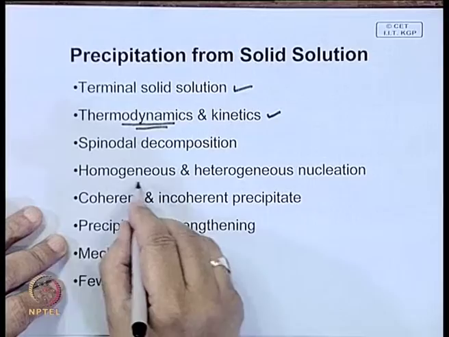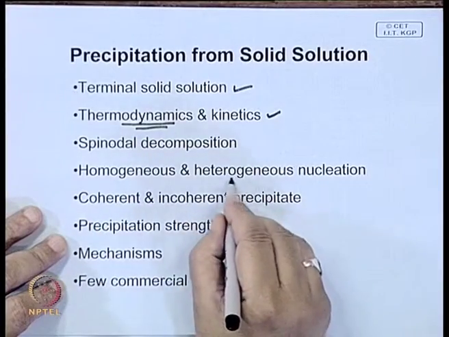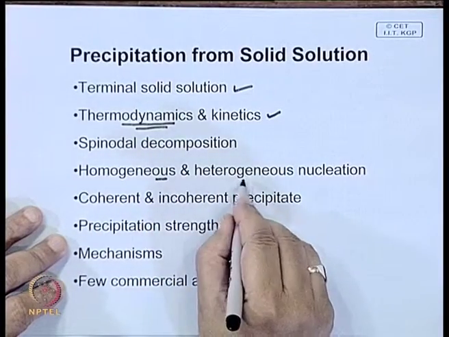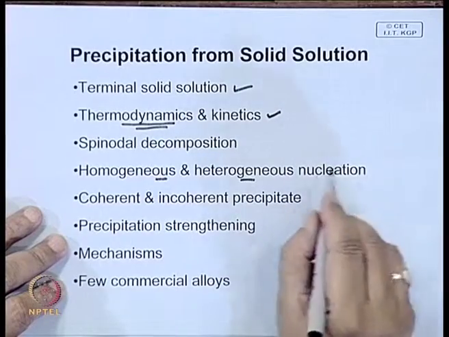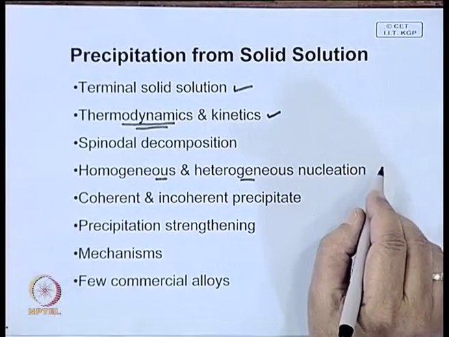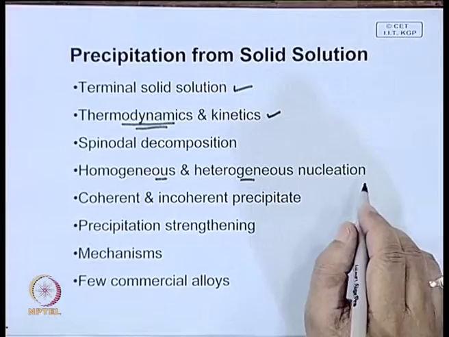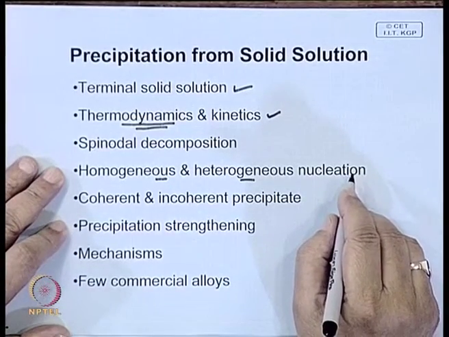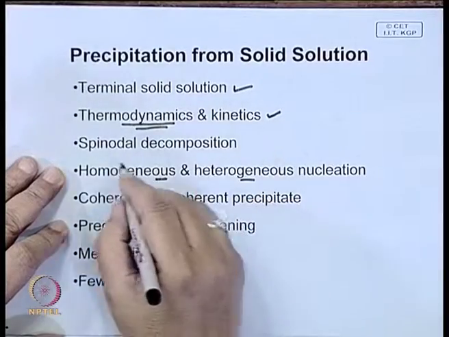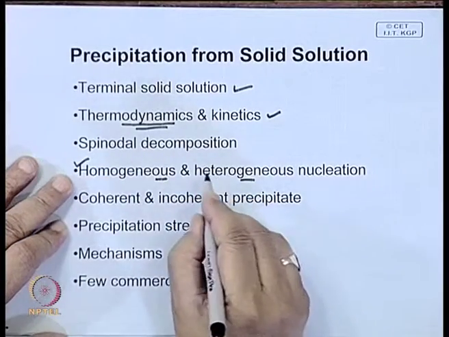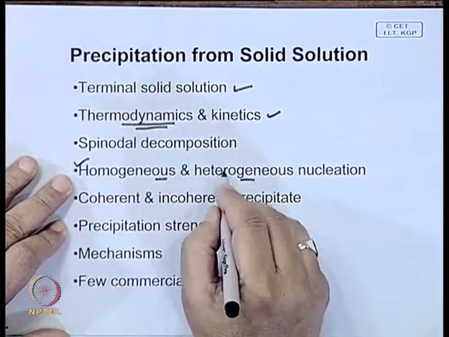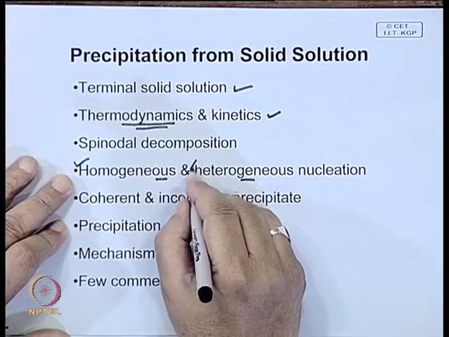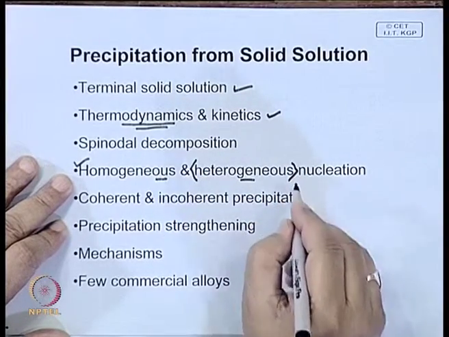We talked about homogeneous and heterogeneous precipitation and how they can be controlled, and we learned that to get a good uniform distribution of precipitate in the matrix, you have to somehow promote homogeneous nucleation and suppress heterogeneous nucleation.